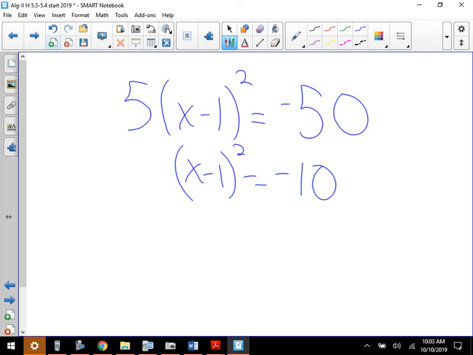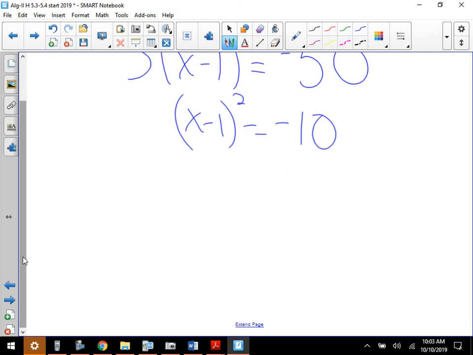Now what do I do? FOIL. I square. FOIL? Why would you FOIL? Jeez. I'm taking a square root over an equal. I got to put a plus minus.